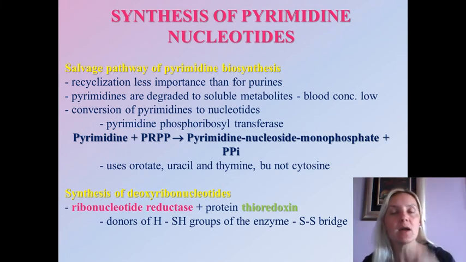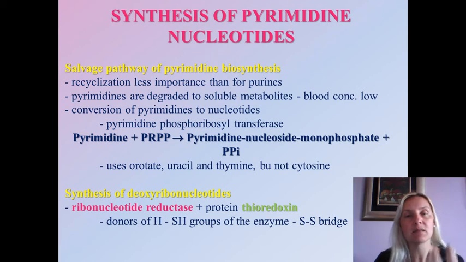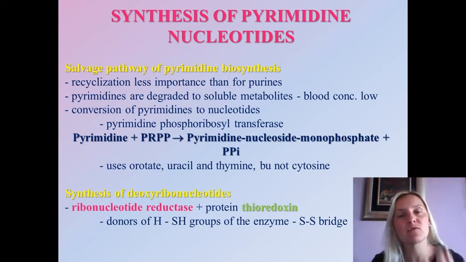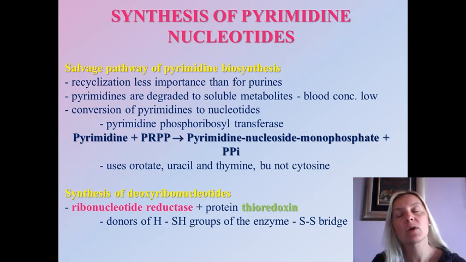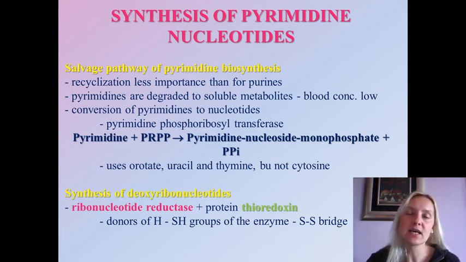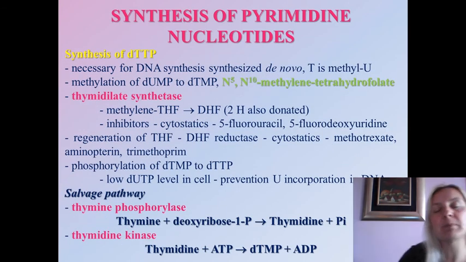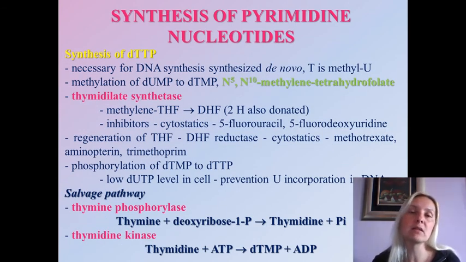deoxyribonucleotides. Because the active site and the main point of the reaction are actually SH groups, which are donors of hydrogens for this reduction, it requires a protein coenzyme called thioredoxin, which has those SH groups which can be converted to S-S bridges, as we mentioned a couple of times in previous chapters.